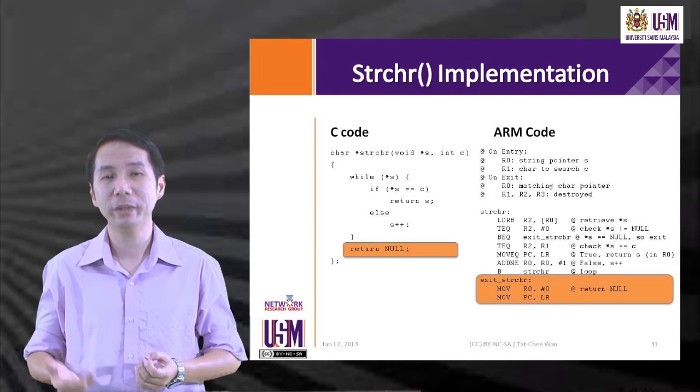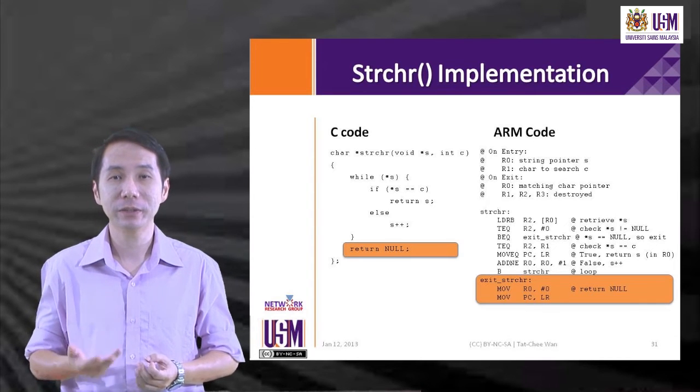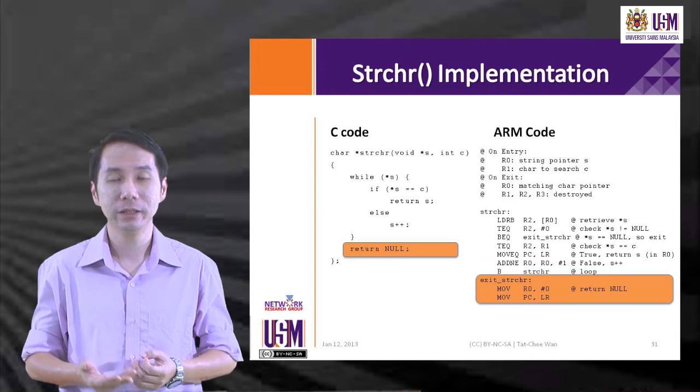Now what happens if there's no match? In such a case, we will return a value of null, which is equivalent to 0 hexadecimal in assembly language.